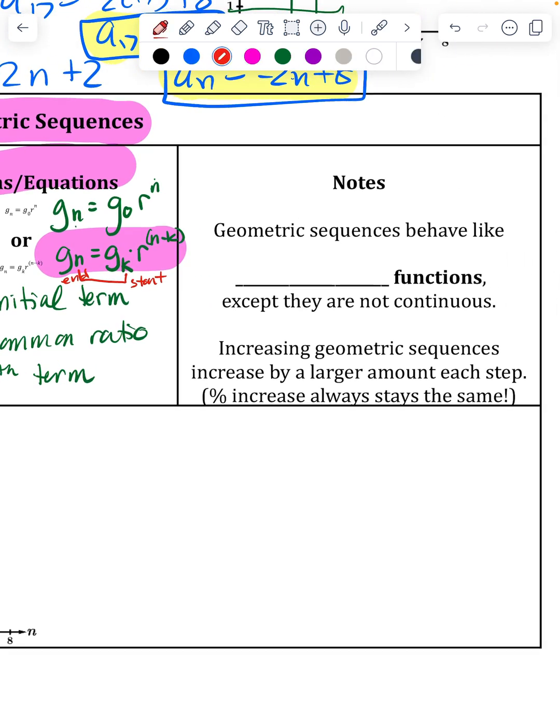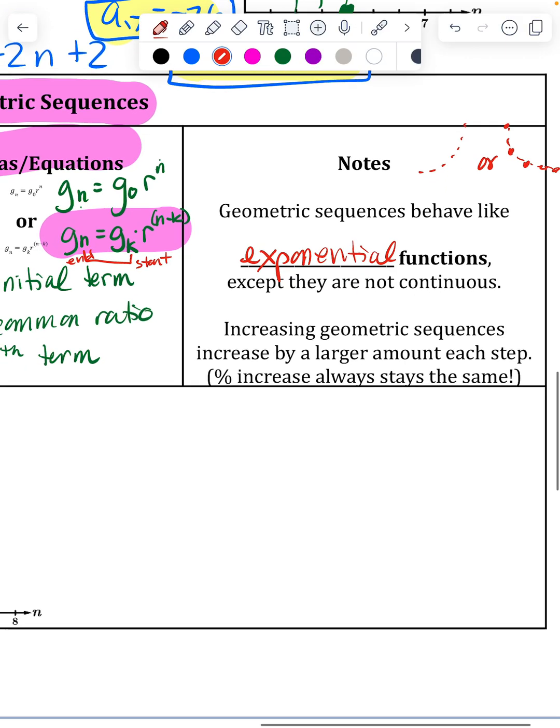Now, geometric sequences do not behave like a line. They will behave like an exponential function. And if you don't recall off the top of your head, exponential functions get bigger a lot faster, or they get smaller. So say like I started here and then I went to half and then to half and then to half and then to half. Those are exponentially growing or exponentially decaying.